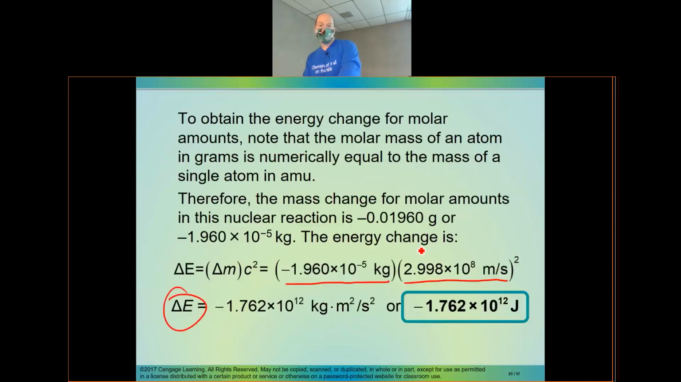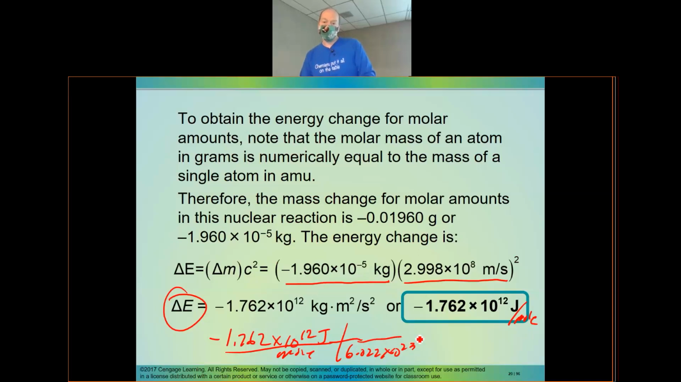Because all you have to do is take this answer, which is in joules per mole. So you release 1.762, not sure why so many sig figs either, times 10 to the 12 joules per mole. And then you have Avogadro's number, 6.022 times 10 to the 23rd nuclei per mole.